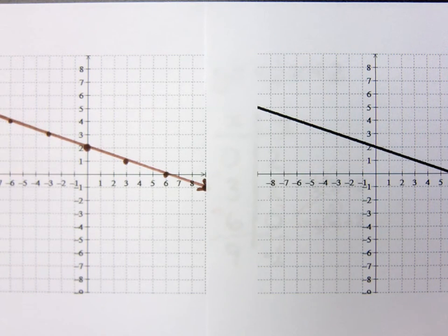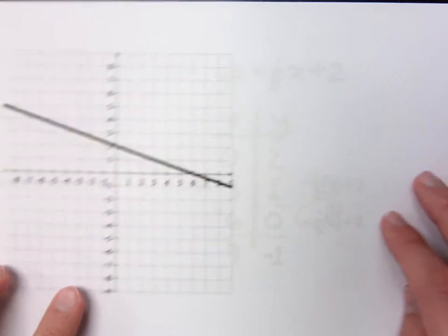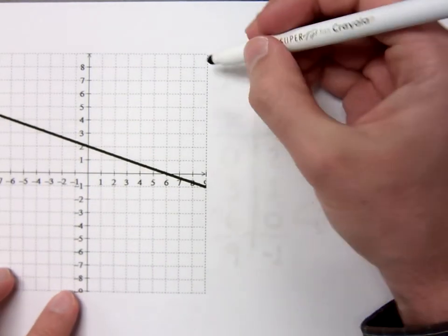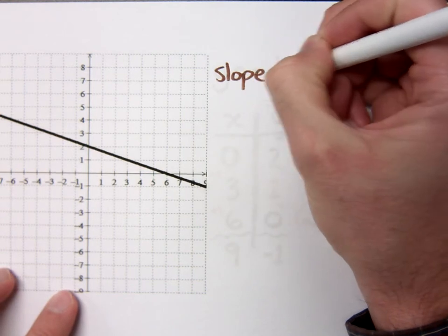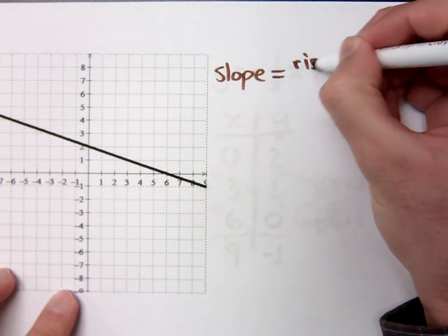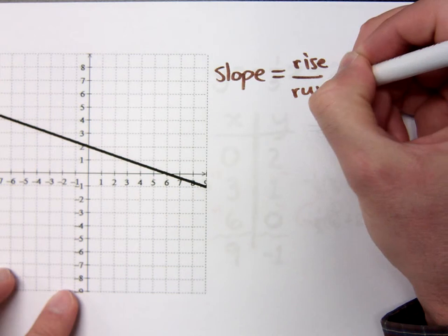Now, there's some really neat stuff that I want to talk to you guys about when I look at the graph here. There is something called slope, and I know a lot of you will remember this. When we talk about slope, we talk about rise over run. That's the three-word phrase that pays.